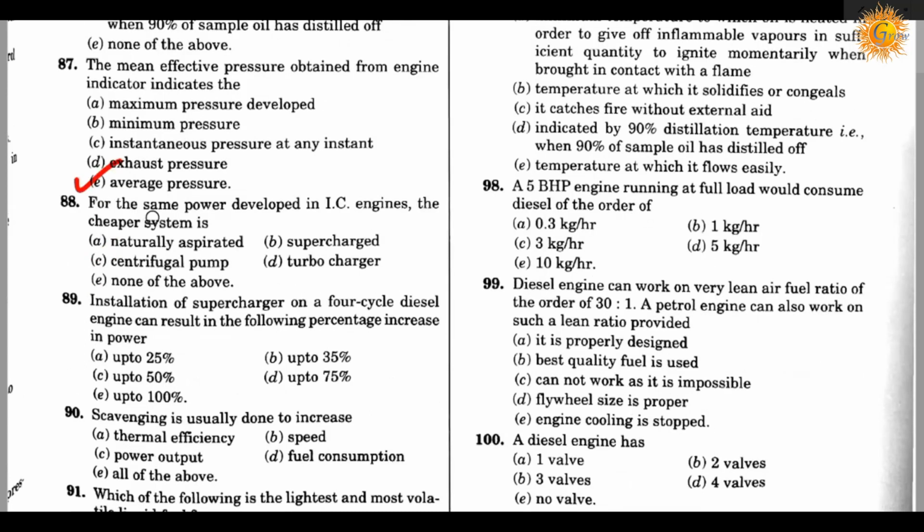Question number 88. For the same power developed in IC engines, the cheaper system is option A, naturally aspirated, option B, supercharged, option C, centrifugal pump, option D, turbocharger, option E, none of the above. Correct answer is B, supercharged.